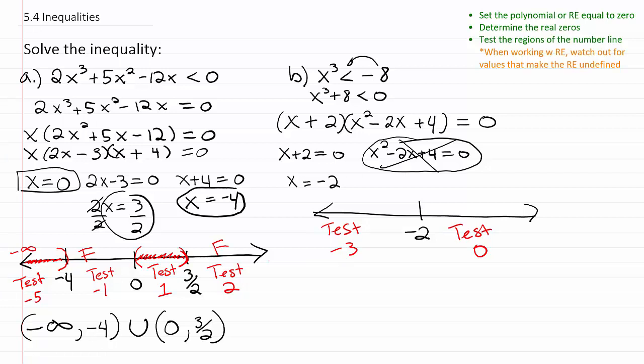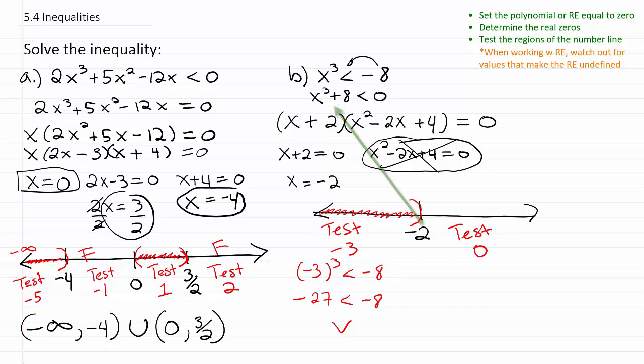Let's test negative 3 first. If I put negative 3 into x cubed, is that less than negative 8? Well, let's see. Negative 3 cubed would end up being negative, and 3 to the third power ends up being 27 because it's 3 times 3, which is 9, and 9 times 3, which is 27. Is that less than negative 8? It is less than negative 8, right? So that checks. That means this part is a solution to our equation. Again, we're going to use a rounded parenthesis because we don't want to include negative 2, because negative 2 gives us 0, not a number that is less than 0, right?